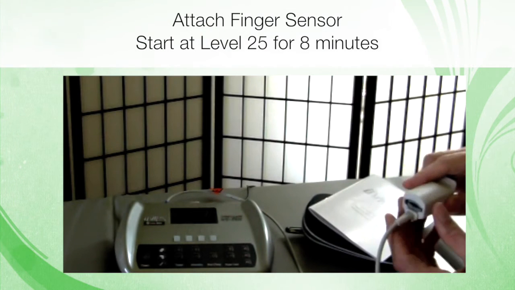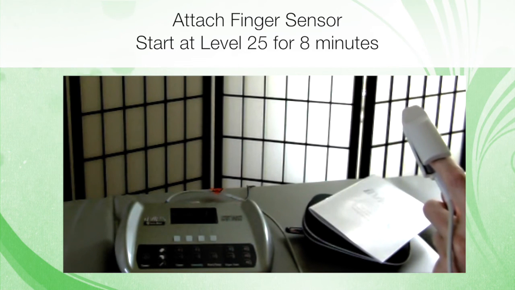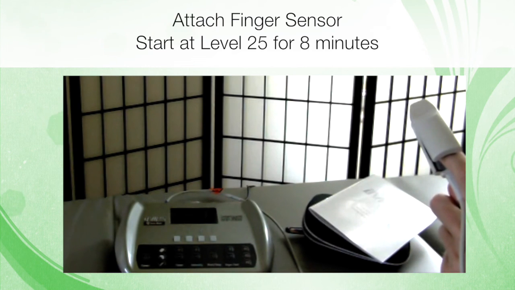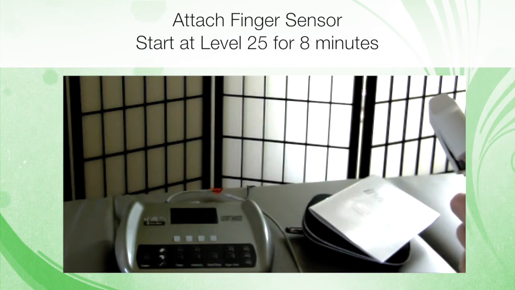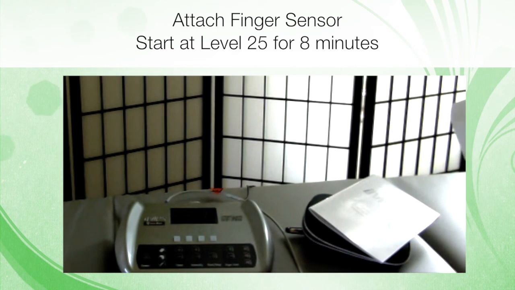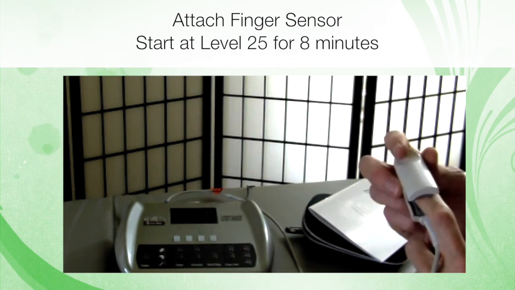You're basically putting your finger sensor on your finger, starting at 8 minutes, level 25, or again, you can start a little higher if you want, because it's going to raise and lower for you to what your body needs. But we recommend starting at level 25 for 8 minutes, and just lay down and breathe. It's going to automatically detect what your body needs, and it's just so nice to have.